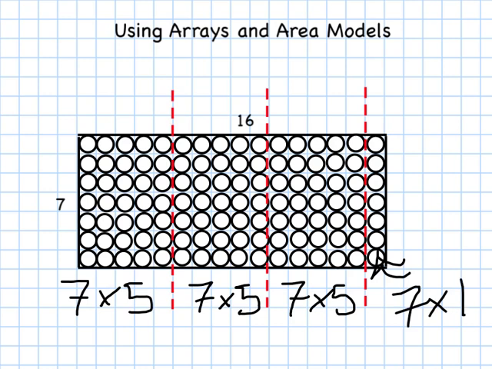Now, according to the distributive property, I can add these products. I know that's 35. There's 35, there's another 35, and there's 7. I would add those products, and I would get the answer for the original question of 7 times 16.